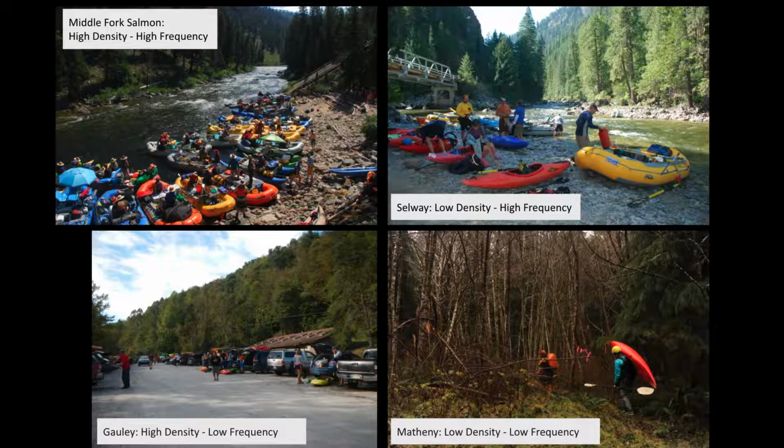So on a river like the Main, we have a pretty high density of use at that site relative to its capacity, and a high frequency. People are out there every single day launching. And on the Selway River, you have high frequency, daily trips happening, but it's a lower density, because it's just one trip a day that's happening.